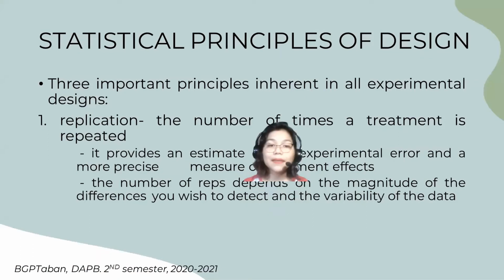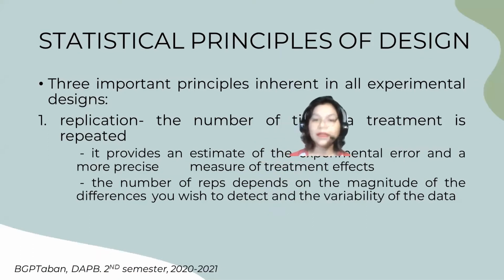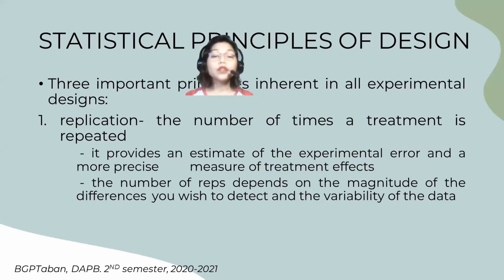So there are also three important principles inherent in all experimental designs. Be it CRD, be it LSD, or the Latin square to be more specific, or be it RCBD. So first one is replication. The number of times a treatment is repeated. That's why you would have T1R1, T1R2, T1R3. Or T2R1, R2, R3, or it depends up to how many replications is given.